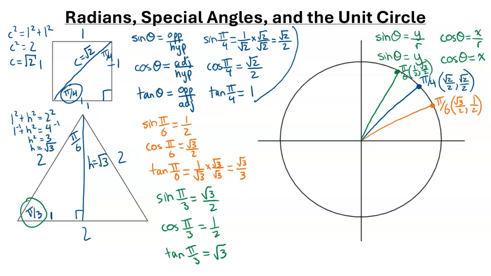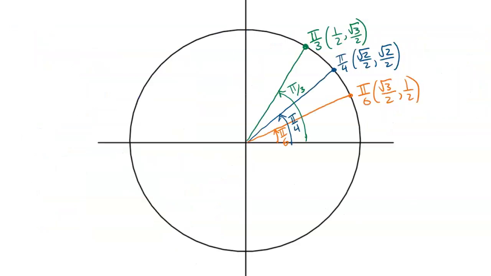And then what you can see is, obviously for pi over 4, the x and y have the same coordinates. But the beautiful thing about this is it doesn't just apply to the first quadrant. So that's what I'm going to do in the next section. So let's extend this beyond the first quadrant.